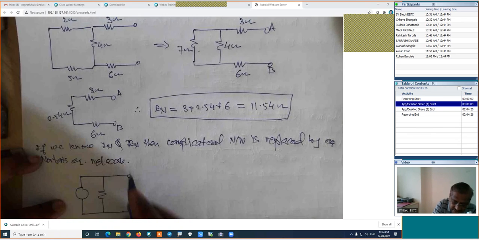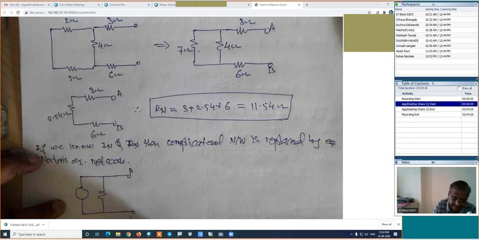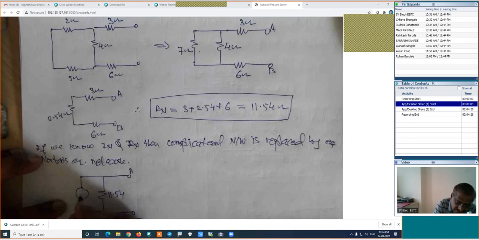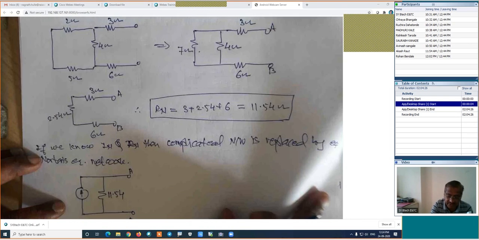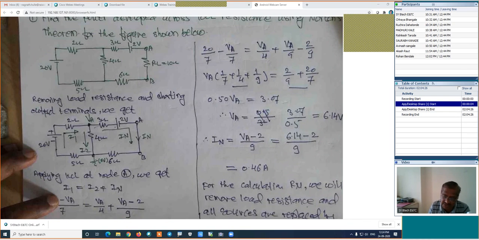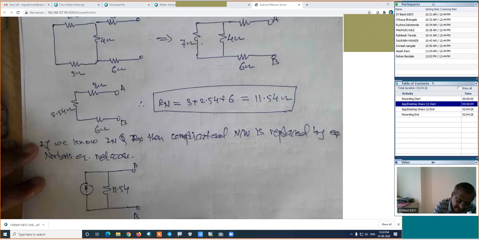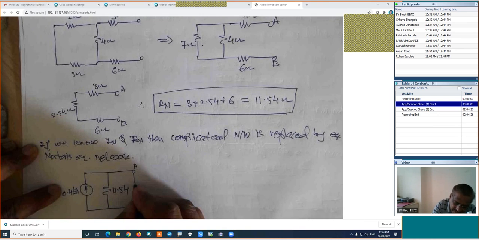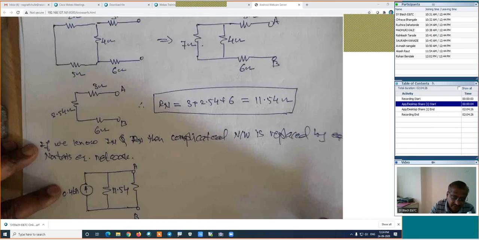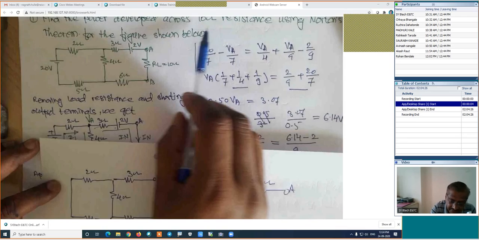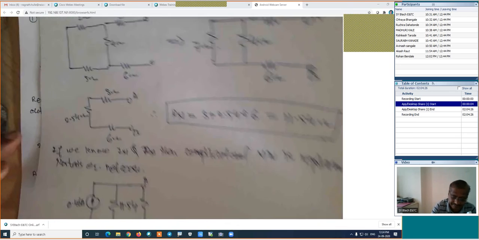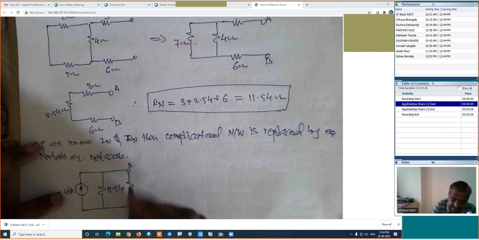And reconnect the load resistance which is removed in the first step. This value is 11.54. This is the Norton's current which we have calculated in the last step, which is 0.46 amperes. Reconnect the load resistance which is removed in the first step. What we are interested in the calculation of is the 10 ohm. 10 ohm is the load resistance and we are interested in the calculation of the power.